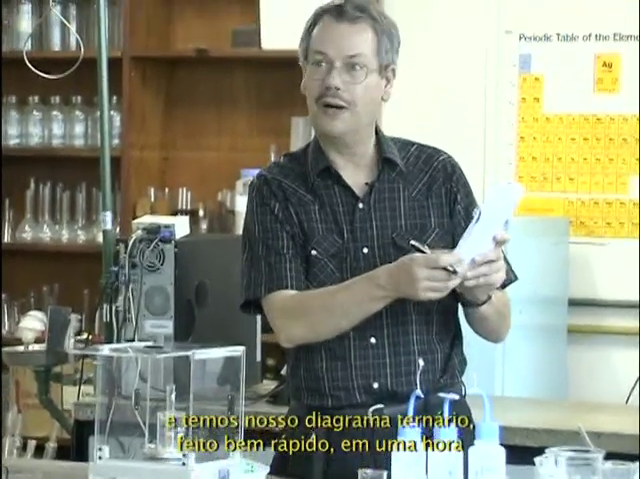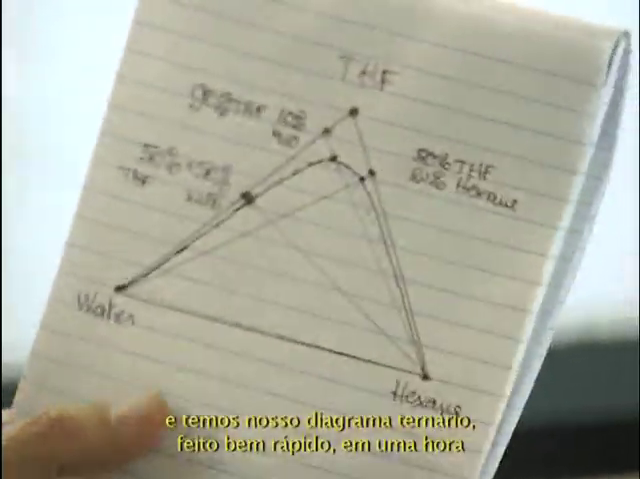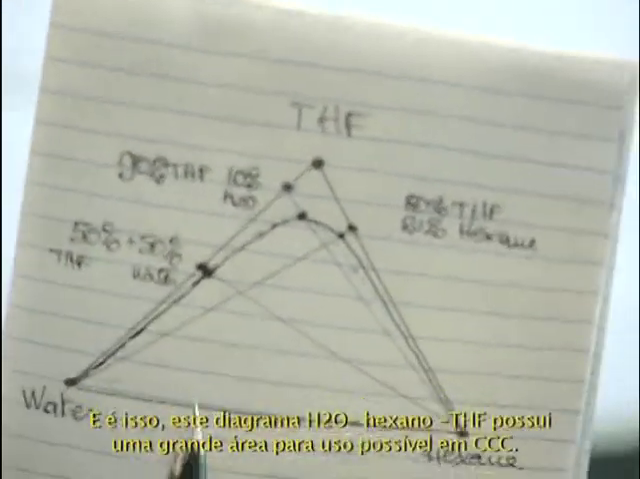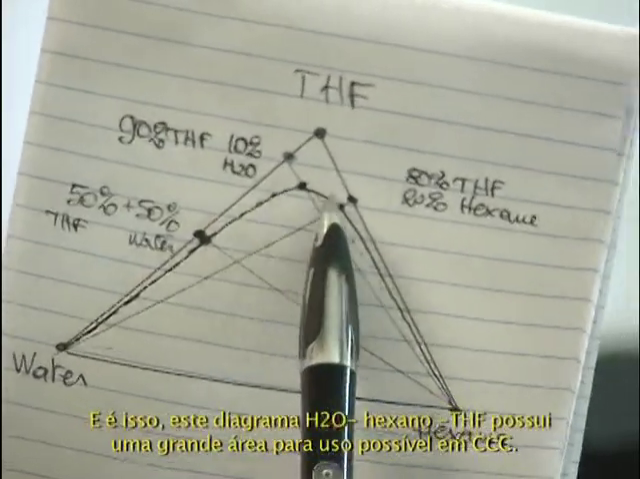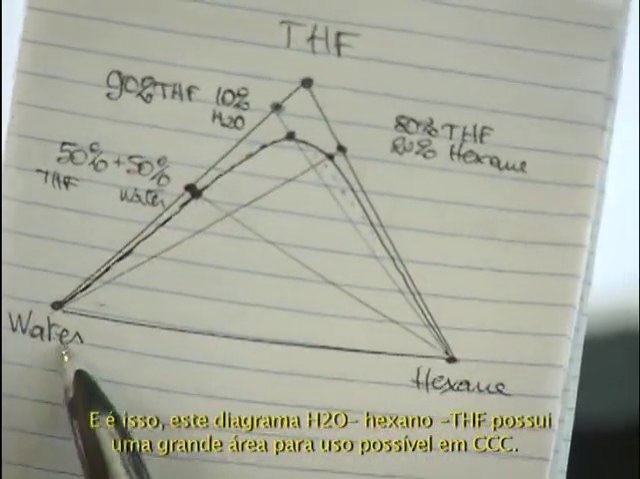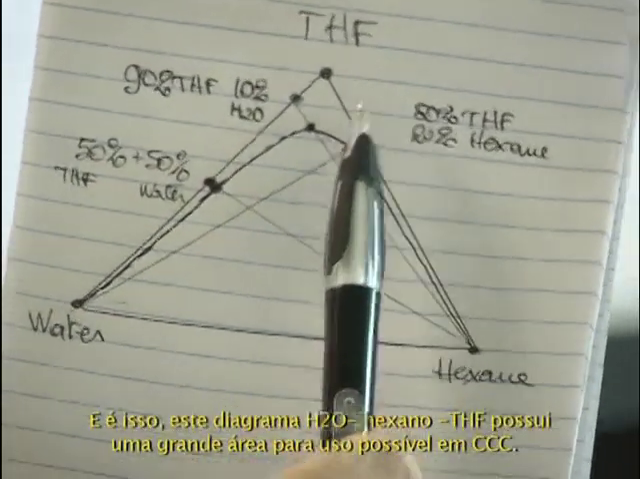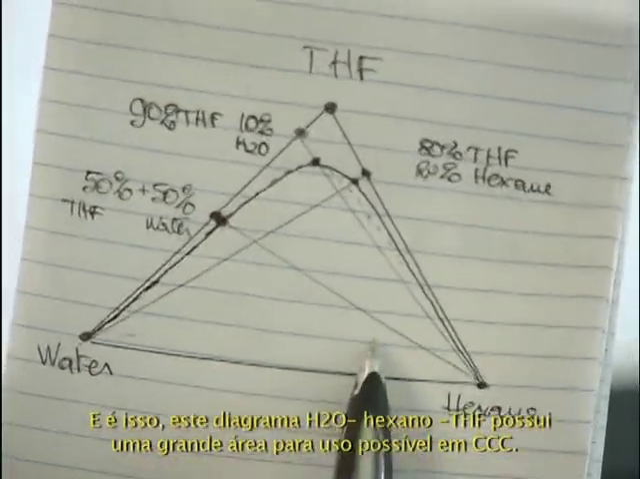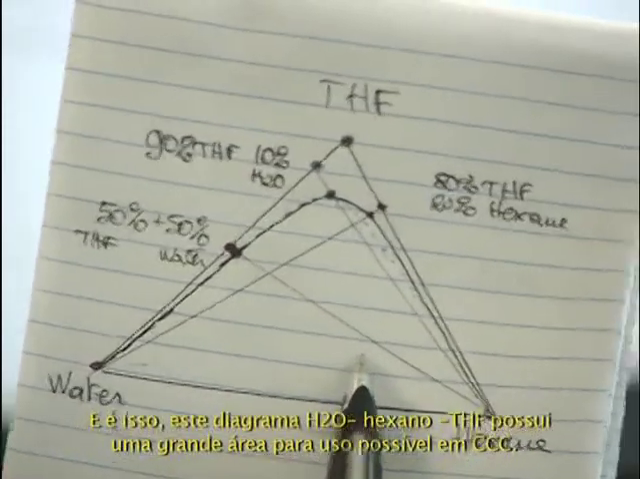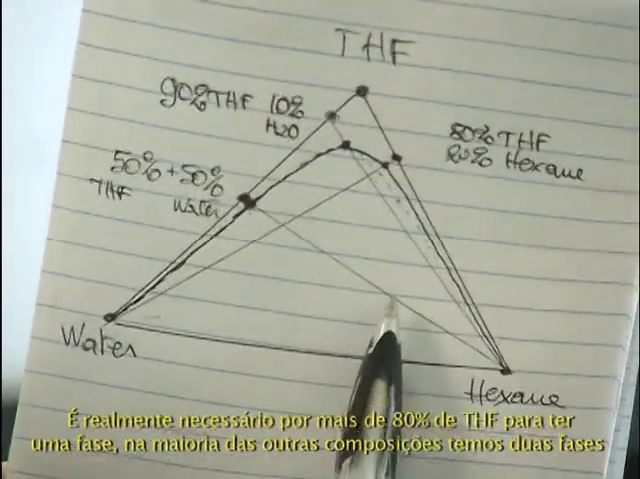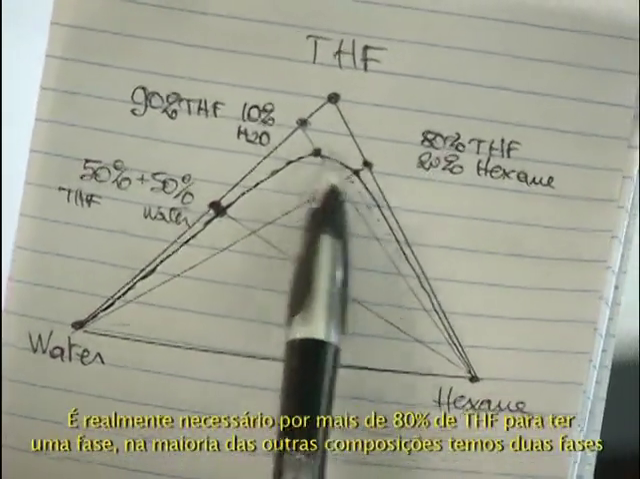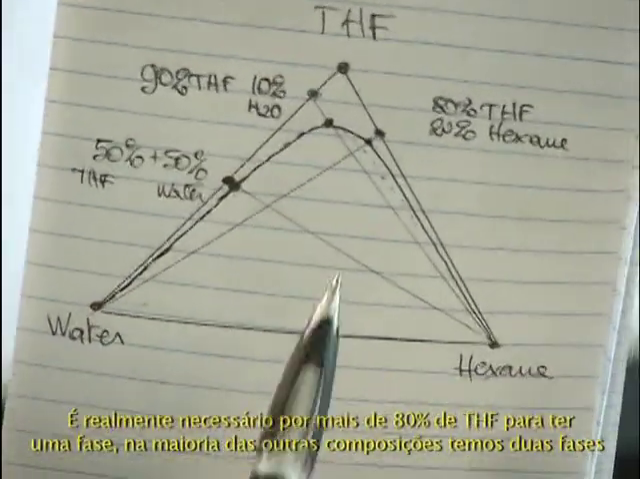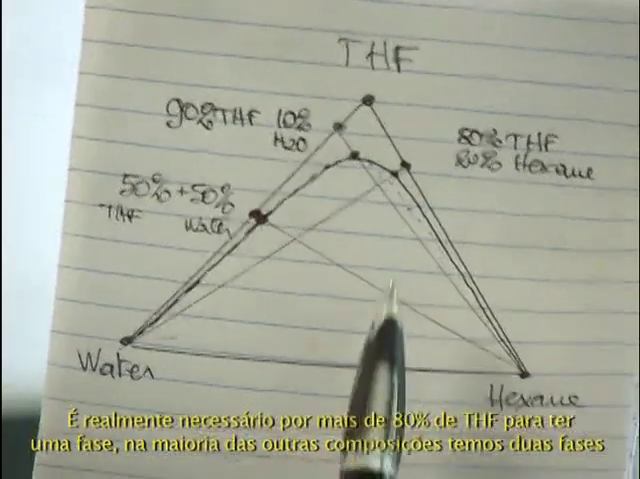And we got our ternary phase diagram. It's a little quick with only 3 experiments and 1 hour. But this is it. This diagram, water, hexane, THF, has a large area of possible work in CCC. You really need to put more than 80% THF to get 1 phase. Most of the other compositions, you have 2 phases.